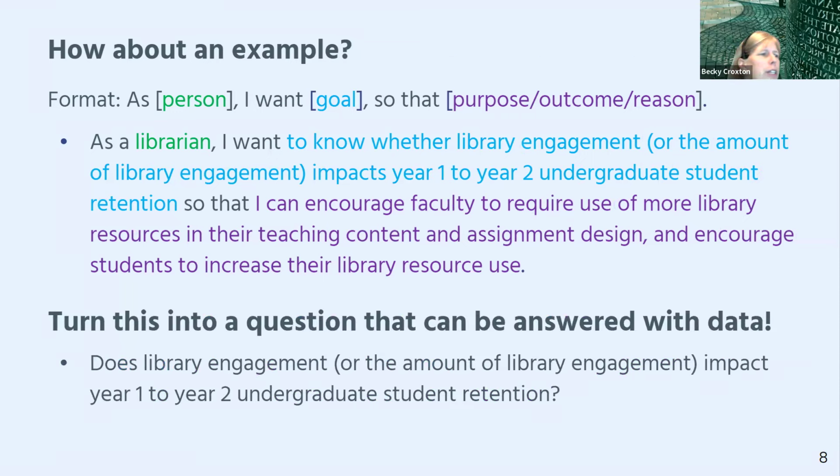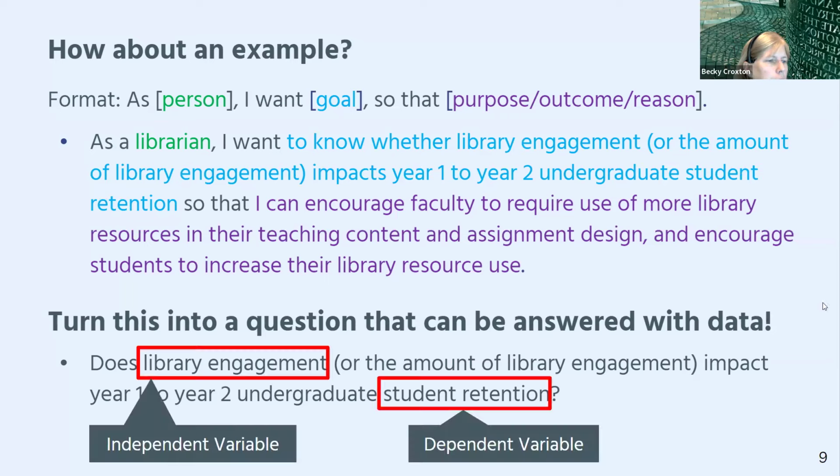And from there, you want to reframe this as a question that can be answered with data. So essentially, it's that part in the user story that's in blue. So simply put, does library engagement, or you could also look at the amount of library engagement, impact year 1 to year 2 undergraduate student retention. In this case, you would look at retention as the dependent variable, if you're putting this in terms of kind of research terminology.